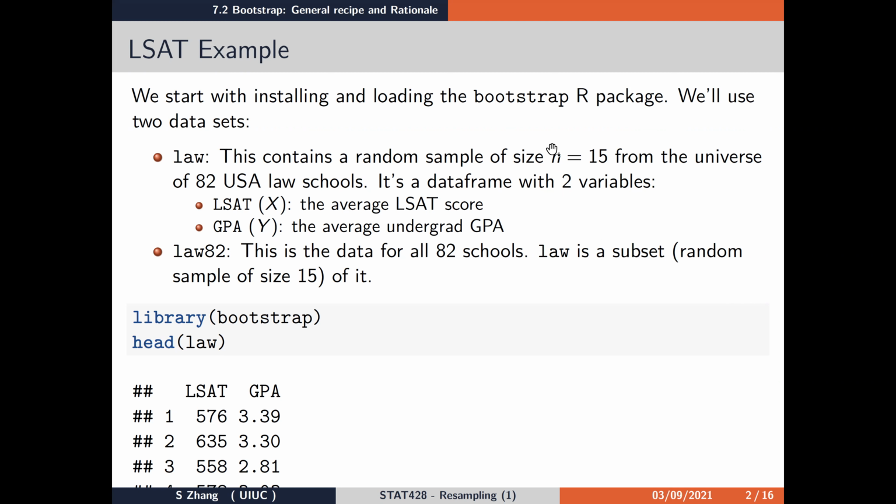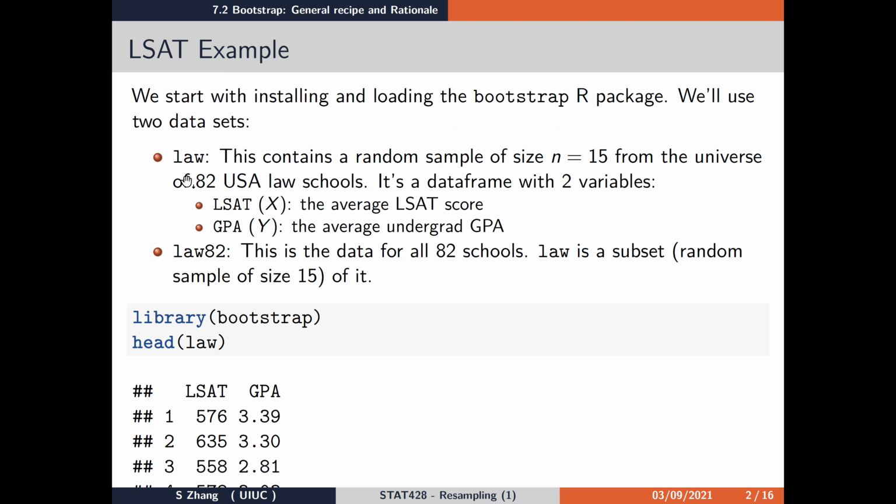This law data frame contains the 15 universities' observations on two variables. The first variable is called LSAT, so we call it the X variable. This is the average LSAT score for that particular law school. The other one is called GPA, so we denote it by Y, and this is the average undergrad GPA of individuals at that law school.